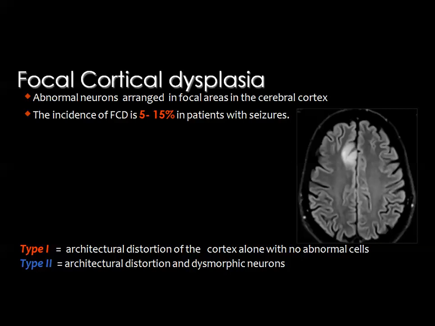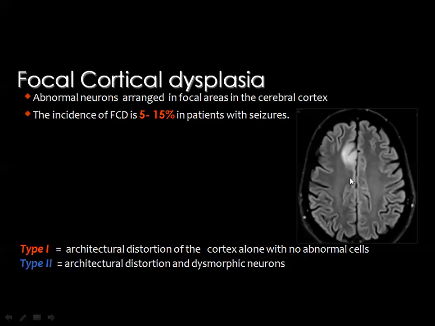Then the second issue here is the focal cortical dysplasia, and this is abnormal arrangement of the neurons in the affected cerebral cortex. And the incidence is about 5 to 15% in patients with seizures. I hope you remember this very much. Then by CT, it may be difficult to appreciate this focal cortical dysplasia, but by MRI, you can see an area of abnormal signal within the cerebral cortex.